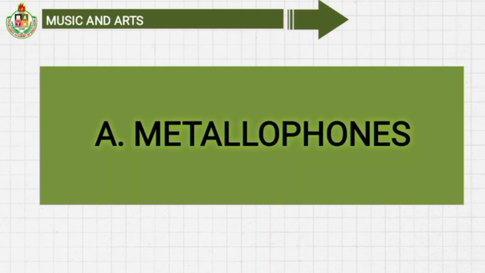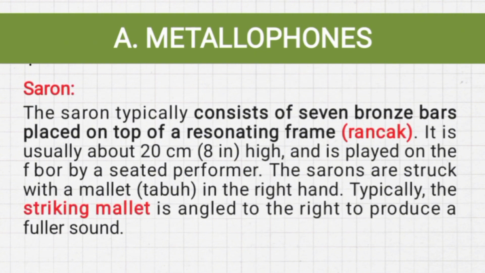So here we have the metallophones. We have the saron. So one example is the saron. The saron typically consists of seven bronze bars placed on top of a resonating frame, or rangka. It is usually about 20 cm, or 8 inches, high and is played by a separate performer. The saron is struck with a mallet or tabuh in the right hand. Typically, the striking mallet is angled to the right to produce a fuller sound.